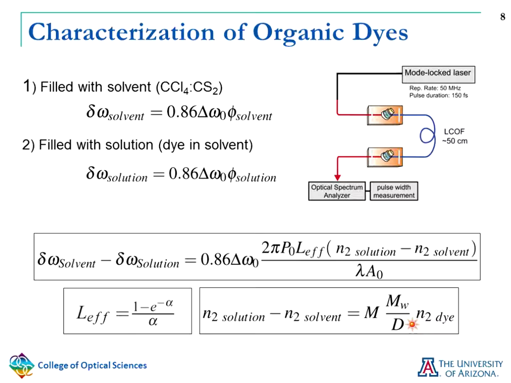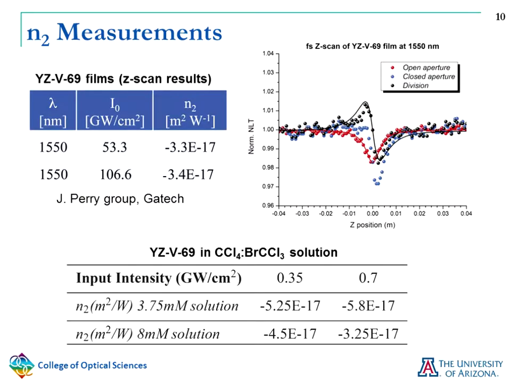So we did this measurement on a dye called YZV69, and we basically compared our results to the CIAN results. CIAN is a very famous method for the measurement of the nonlinear refractive indices of very different materials. If you compare these two tables, you can see that the results match pretty well.